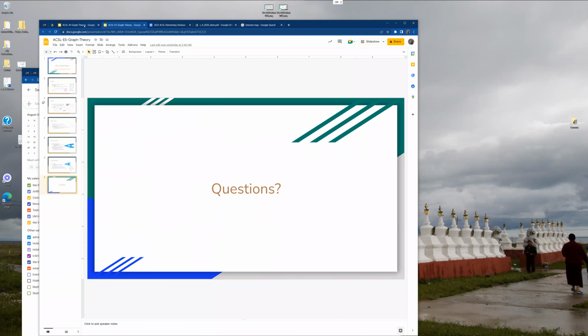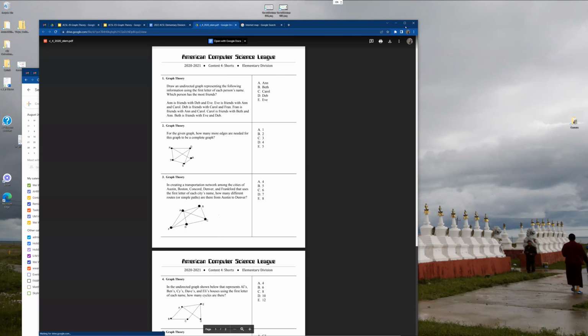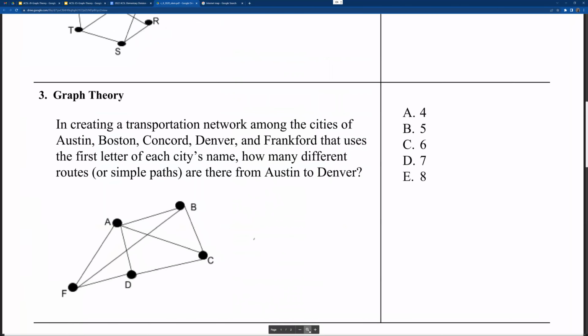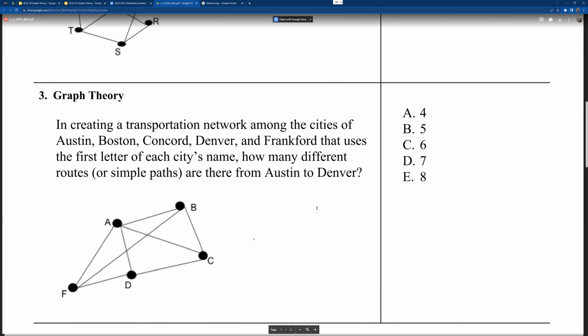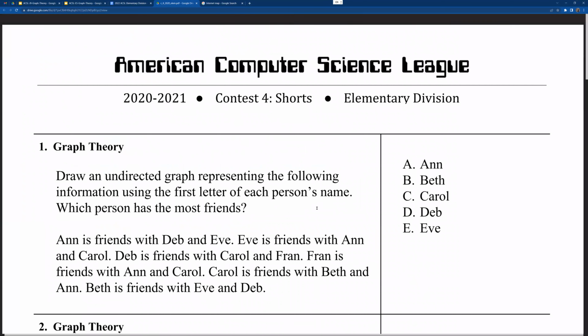So that's what's happening at that level. Okay, so now we got a couple of problems we can try here. So as you can see, this is a contest sheet for this season, 2020 to 2021.